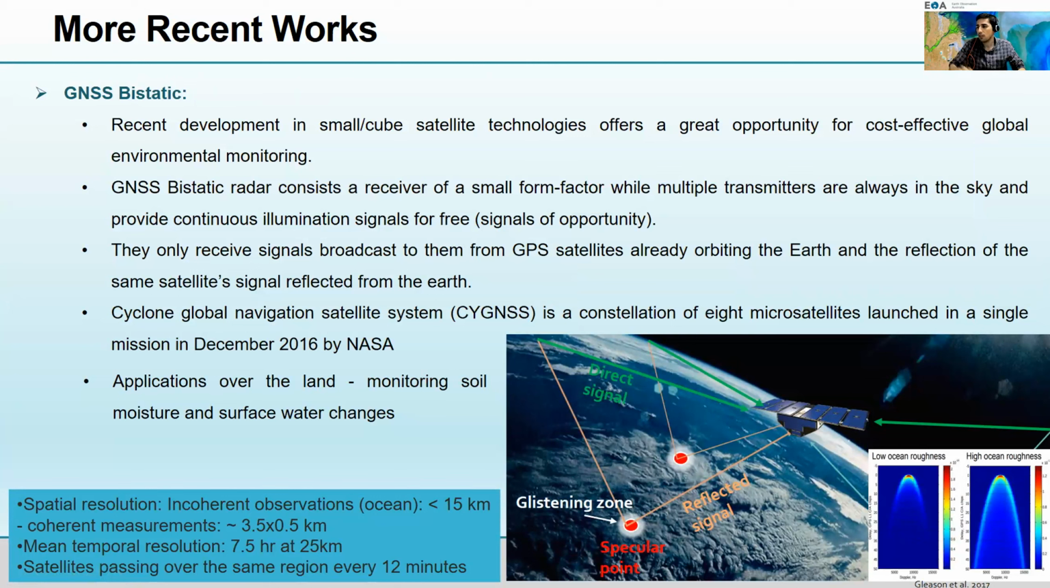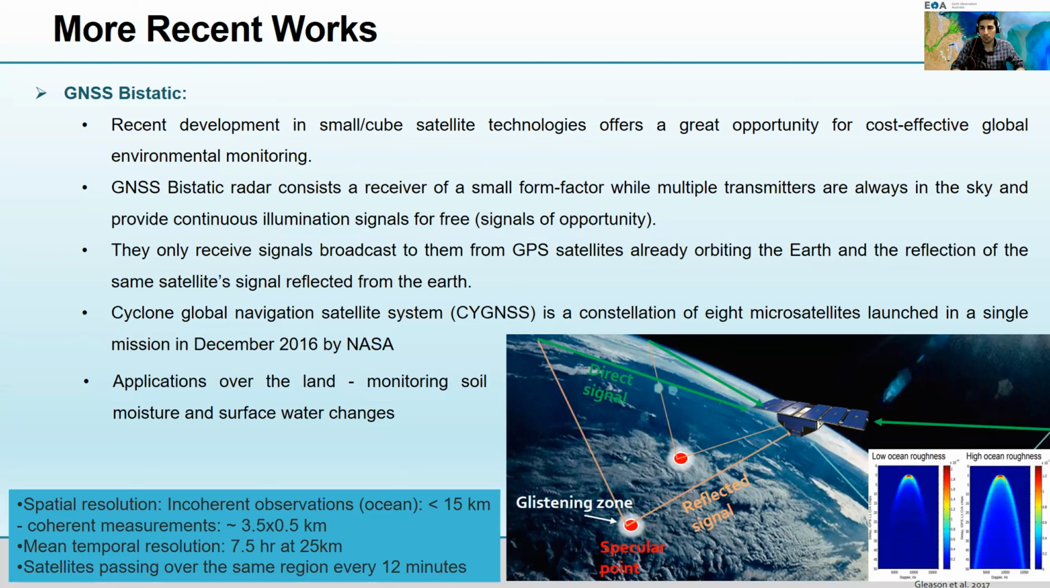So another data that I'm currently working on is the GNSS bistatic radar measurement. We basically measure GPS signals reflected from land using small satellite CubeSats, and that data contains information about the land surface, atmosphere.